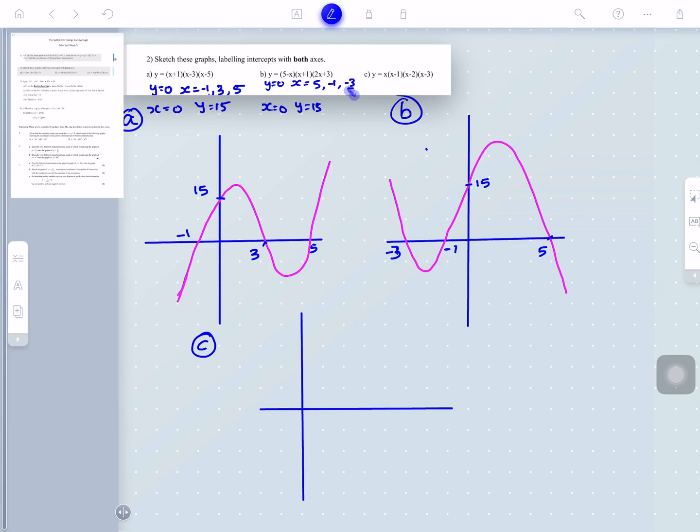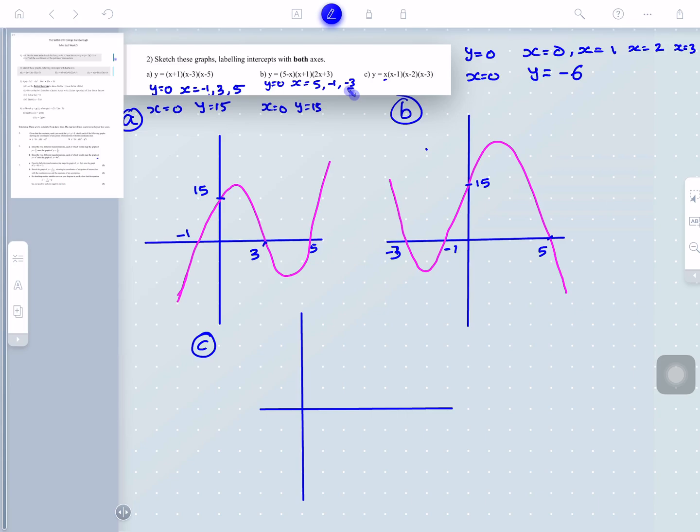Okay, now for part C, it's a quartic. That means it's x to the power of 4 if I expand this out. So let's do the same thing for that. When y equals 0, x equals 0 because of that, x equals 1, x equals 2, and x equals 3. And when x is 0, y equals -6, if you multiply -1 times -2 times -3.